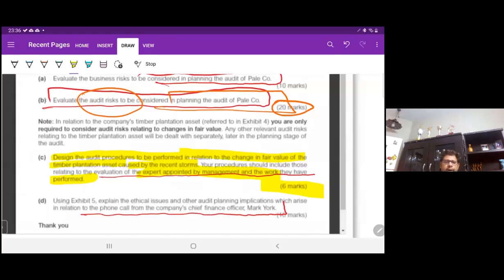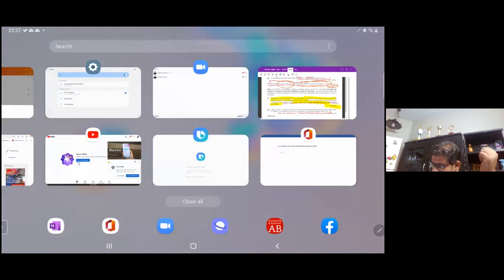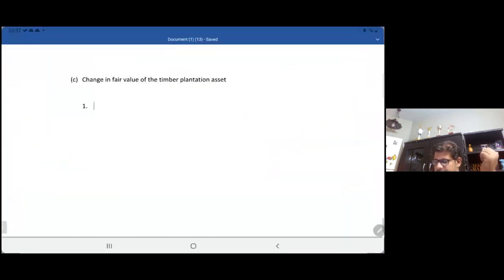All right, and now we will look at requirement C of the March 2021 exams, which says: design the audit procedures to be performed in relation to the change in fair value of the timber plantation asset caused by the recent storm. Your procedures should only include those relating to the valuation of the expert appointed by the management and the work they have performed. You will have only 6 marks for this.